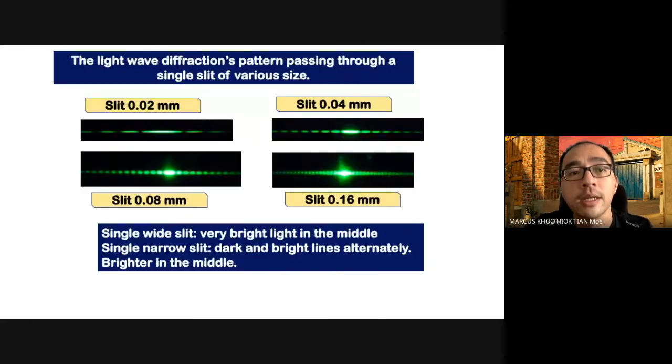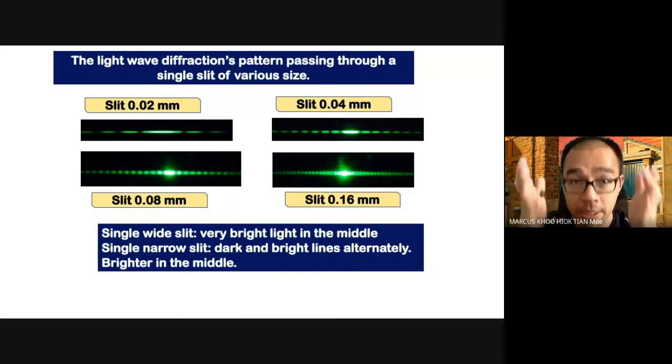So again, for the wide slit, the light in the center is very bright and very obvious, because remember, big slit means less diffraction. Less diffraction means the energy is not spread out so much. So most of the energy is still centered in the middle.